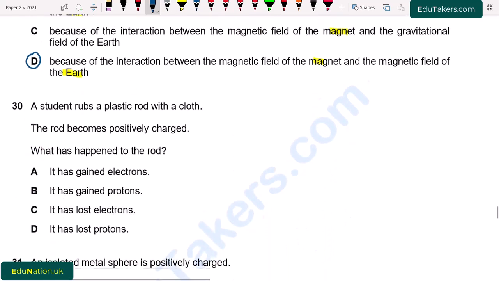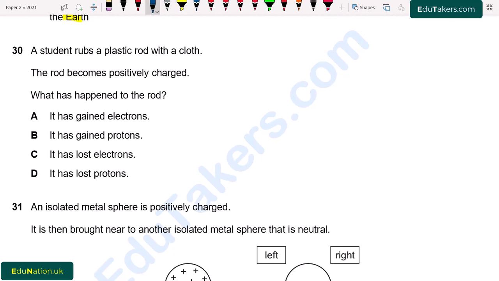Next question 30. A student rubs a plastic rod with a cloth. The rod becomes positively charged. What happens to the rod? A. It has gained electrons. B. It has gained protons. C. It has lost electrons. And D. It has lost protons.